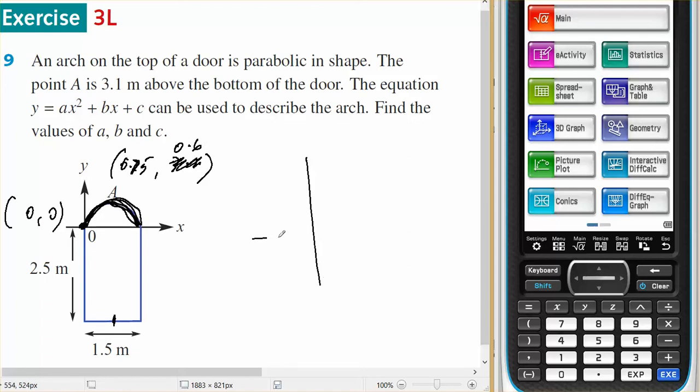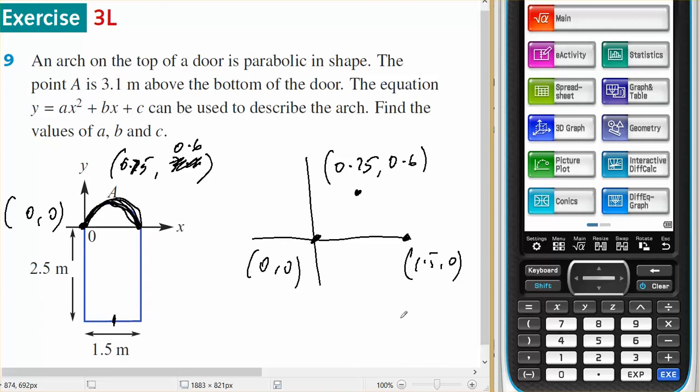So what do I know? I know that this point here is 0, 0. I know that point there is 0.75 and 0.6. I know this point here, because of symmetry, will have to be 1.5 and 0. So the equation that they're wanting us to find is ax squared plus bx plus c. Find the values of a, b and c.